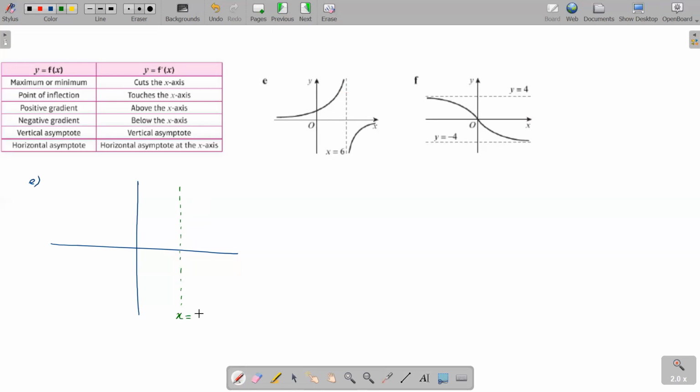Okay, this is x equals 6. Now look. First thing is decide whether you have a positive gradient or negative gradient, because that tells you whether your graph is above or below the x-axis. Are you with me? Now looking at this section, what do you understand? The y values are increasing or decreasing? They are increasing. That means it's a positive gradient, which means this graph is increasing.